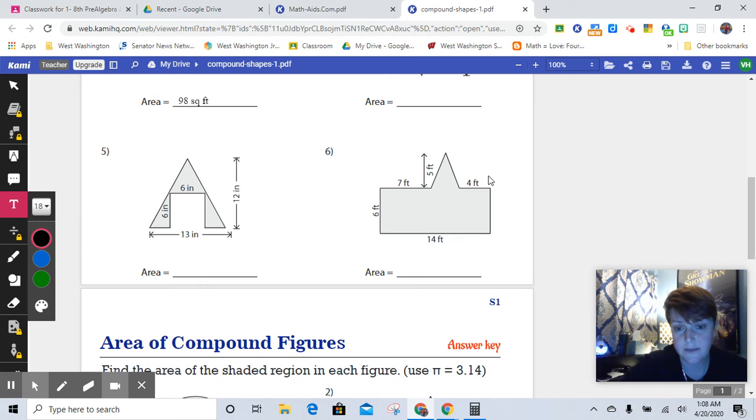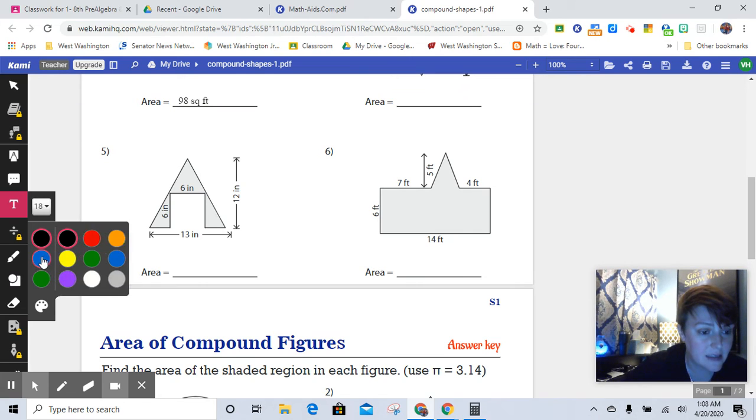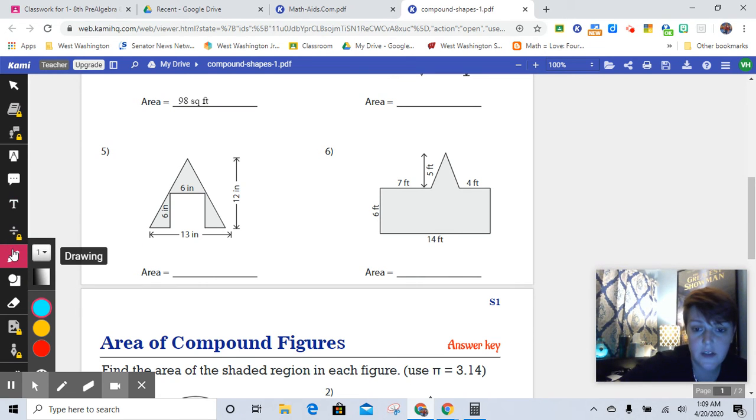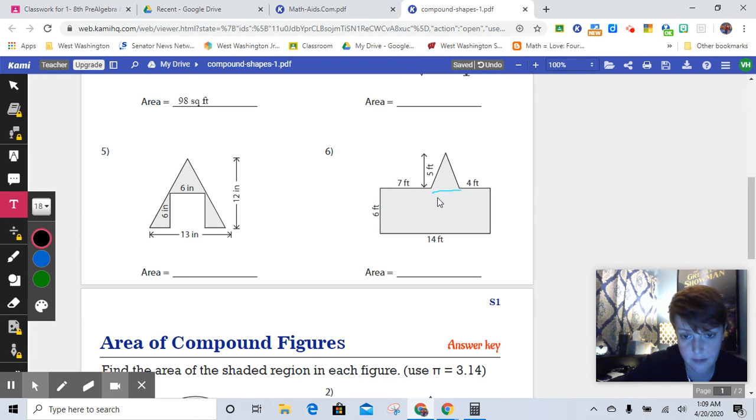This one, we have a rectangle. We have a triangle. We don't have a number for the base. We only know what the height is. This could be challenging. Oh, wait, no, because this whole side right here is 7, and this whole side right here is 4, and we know that the entire length of this is 14. So 7 plus 4 is 11. There we go, 11. And this side is 14, so that means that this chunk right here would be 3 feet.